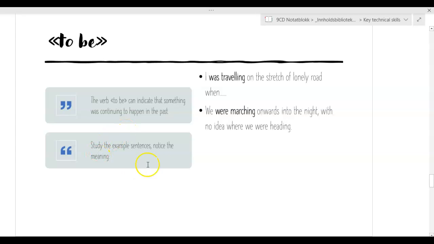So if you look at the example sentences, we notice the meaning, like, I was traveling on a stretch of lonely road when. Like, this is still going on. This is a process. It's continuing to happen, and then it's interrupted by something else. This is when we use the ing form. Do you see that? So we were marching onwards into the night with no idea where we're heading. This is going on. This is still continuing.